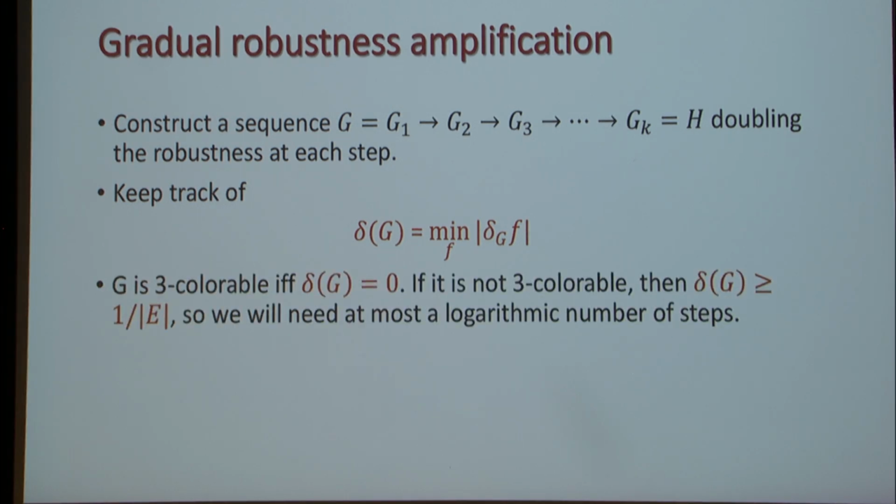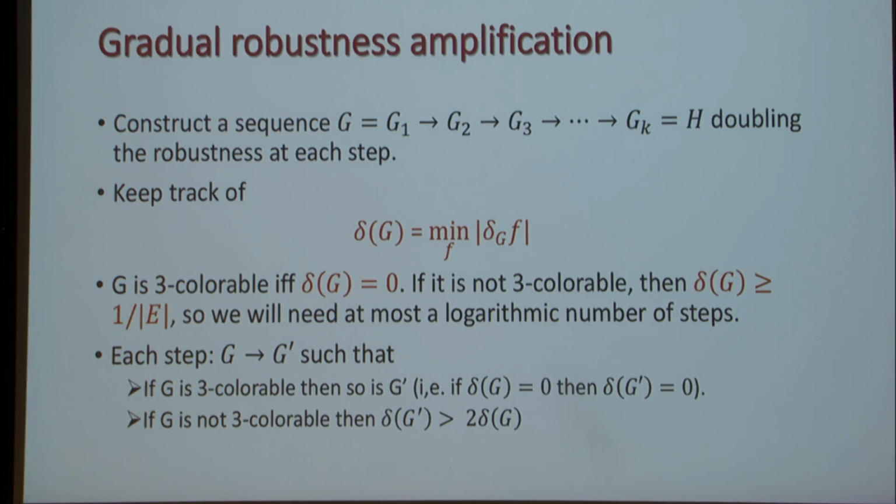If the graph is not 3-colorable, then you must violate at least one edge, so delta is at least 1 over E. And what our proof will do is that at every step, if delta was 0, it will remain 0. If delta was non-zero, it will double. Of course, you can't double above 1, so there will be some threshold after which this argument won't work. So you double and double until you reach some constant.